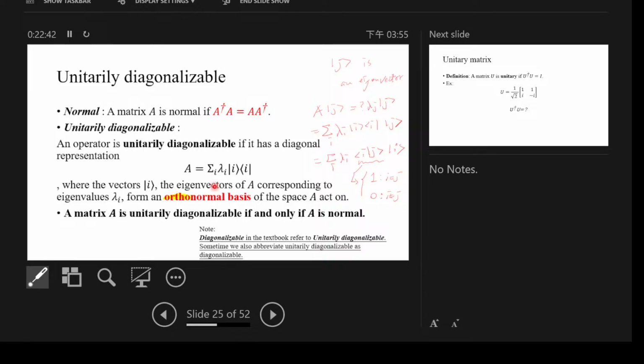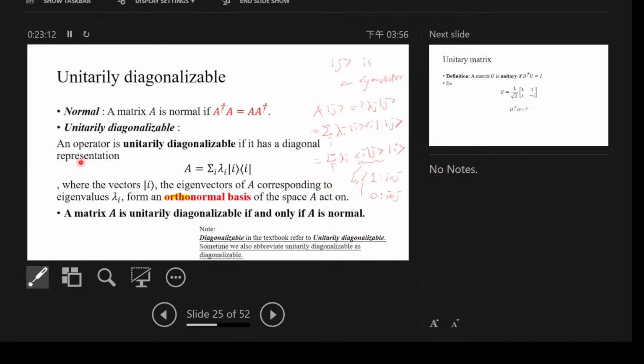Here we see why this expression makes sense, because when you multiply it on eigenvector j, you get lambda j times j. This means that this expression guarantees your eigenvalue-eigenvector equation. So this is unitarily diagonalizable.